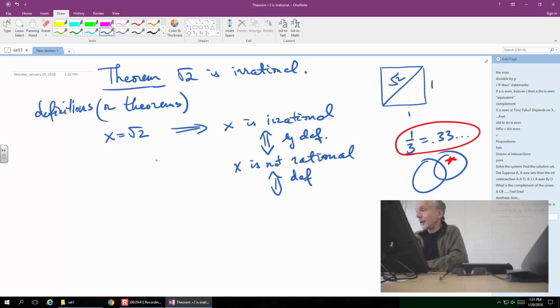Okay, so does the word ratio mean anything to you? Ratio. That's the definition of rational numbers. It is a ratio. Of what? A rational number is a ratio of integers, of two integers.